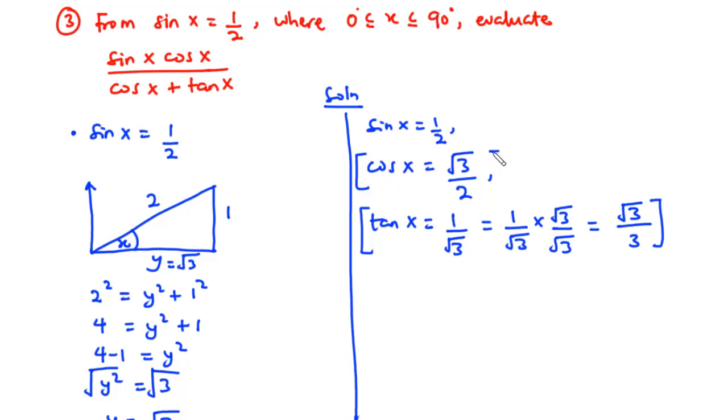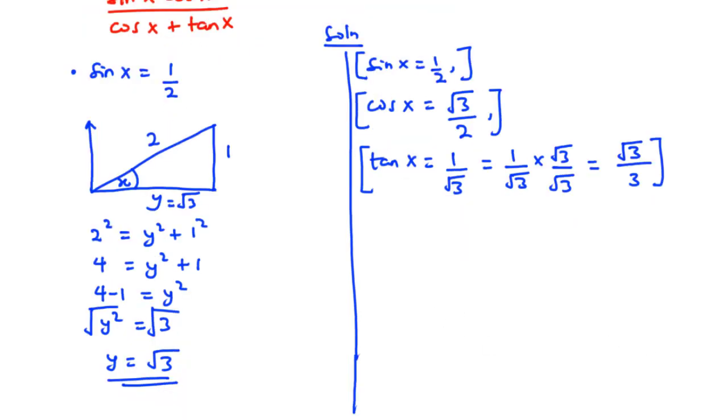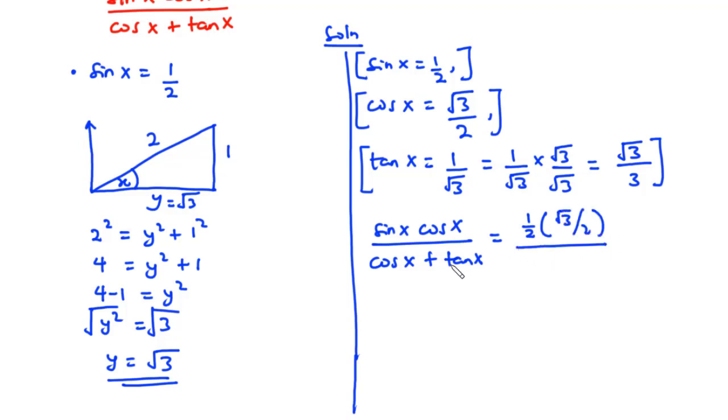We have cos x and then sine x. So let's substitute all these values into this expression. So we have sine x cos x over cos x plus tan x. So that is equal to sine x is 1 over 2 times cos x, we have root 3 over 2, divided by cos x is root 3 over 2, plus tan x is root 3 over 3.